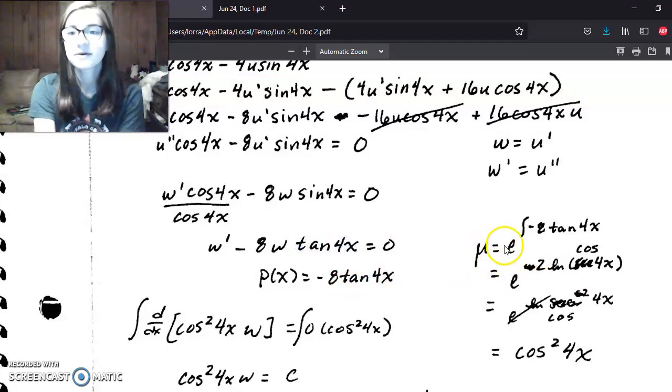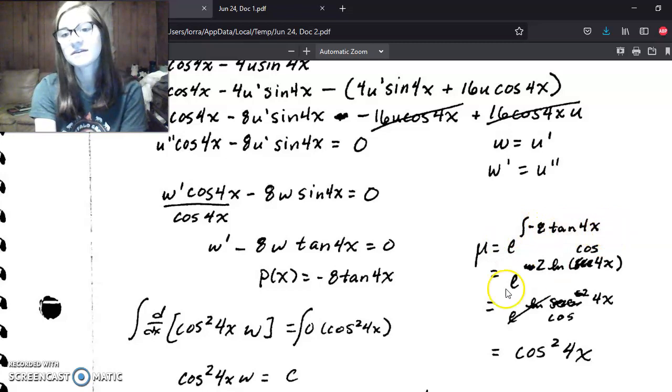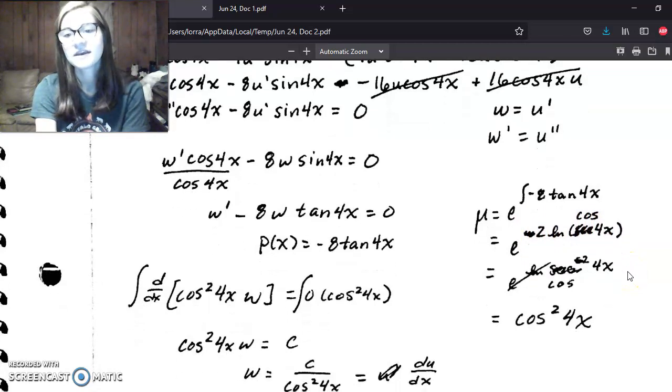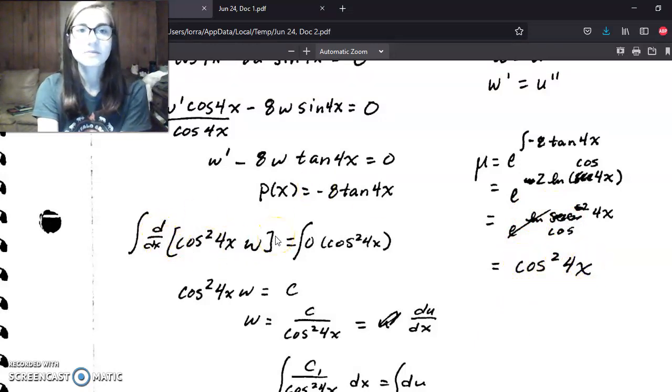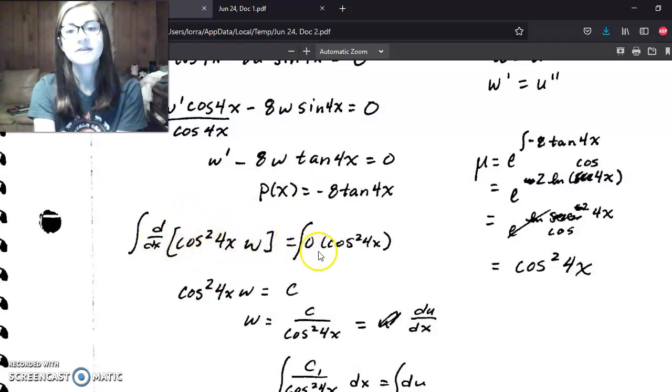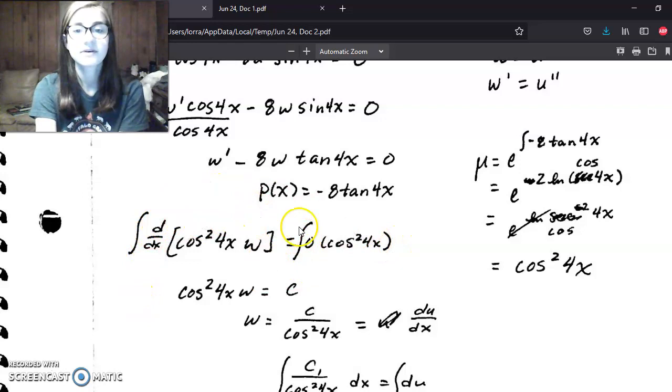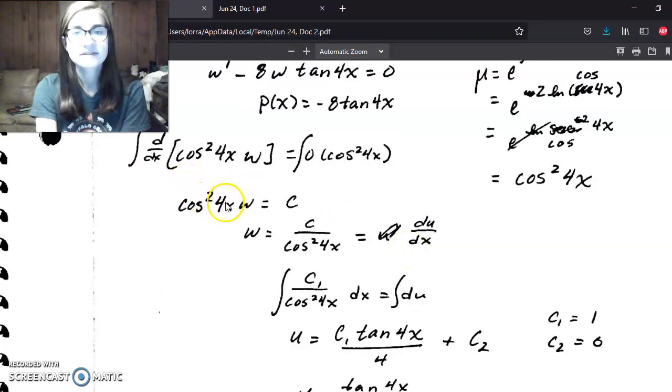So I found the mu value, e to the negative 8 tan 4x, is equal to e to the 2 ln of cosine 4x. And then that 2 moves to square the cosine by the properties of logs. And then this simplifies down to just cosine squared 4x. And then you plug it back in to solve for the substitution. So cosine squared 4x times w is equal to 0 times cosine squared 4x. And then you take the integral of both sides to get that cosine squared 4x times w is equal to the constant c.